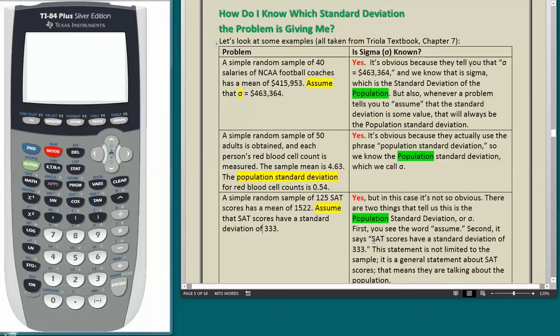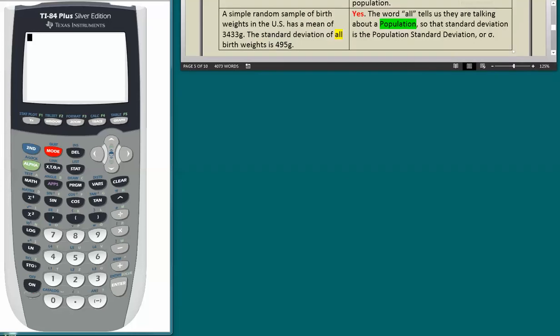This statement that I quoted right here is not limited to the sample. It is a general statement about SAT scores. So whenever you see a general statement like this, that means they are talking about the population. So sigma is known.